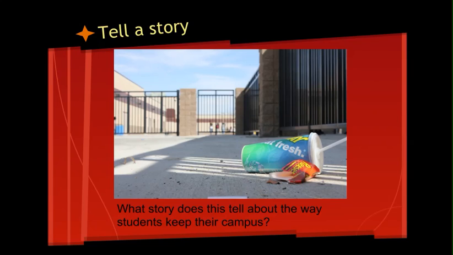What does the story tell about the way students keep their campus? If you look in the foreground, we have trash, and if we look in the background, you see the backs of students walking away. This tells a story that they're turning their backs and walking away from the mess they made. It's simple, but the mind picks up on these things. So it's more than just a picture of trash. By adding those components of the people in the background, it helps tell a little bit more of a story.